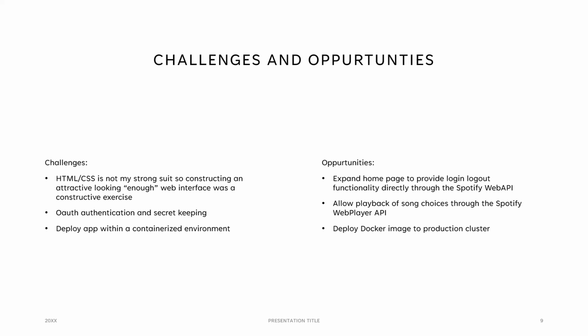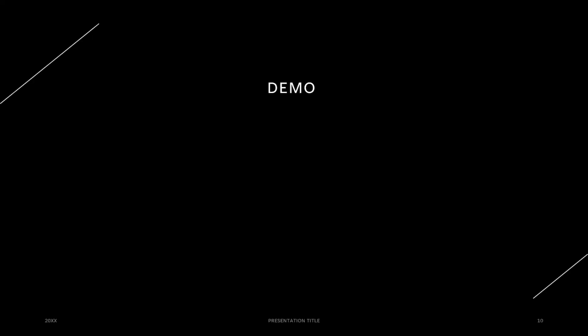I saw it when I was doing it, but not in the scope of this project. And then I also would like to allow the playback of songs. This is another thing, not the same API, but a separate one could be used to actually play songs back through the web over the user's browser, which excites me a little bit. And then also just deploying the Docker image to a production cluster, probably the easiest of these opportunities because I have the image, just need to set up the ECS cluster, send it away.